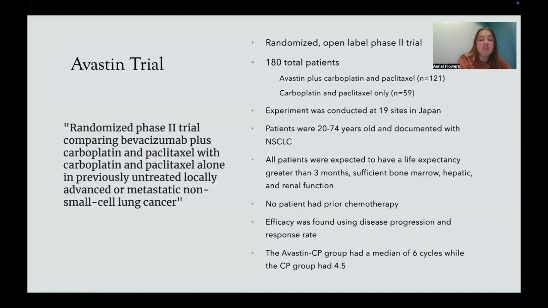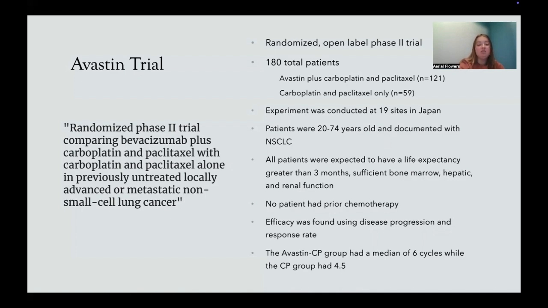In this intervention study, I focused on Avastin in non-small cell lung cancer patients. It was a randomized open-label phase 2 trial. It had around 180 total patients that were put into 2 different groups: Avastin plus 2 other drugs, and a group that was just the 2 other drugs.